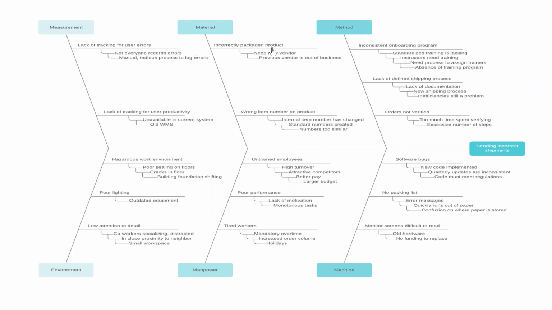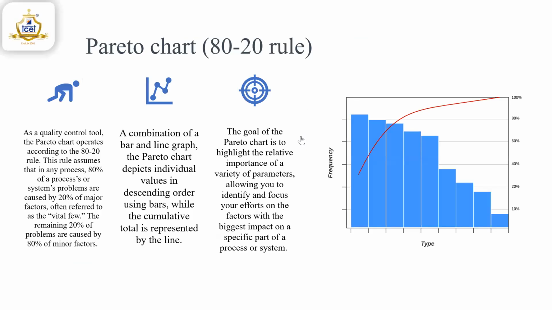Material that is incorrectly packaged product or wrong item number on product. Method that is inconsistent onboarding program or orders not verified. So these are sending incorrect shipments. And here we have environment where it can be low attention to detail, hazardous work environment, for example manpower that is tired workers or untrained employees who could not do their work properly, machinery, software bugs or no packing list, etc. So these are the reasons for analyzing the errors in the system.